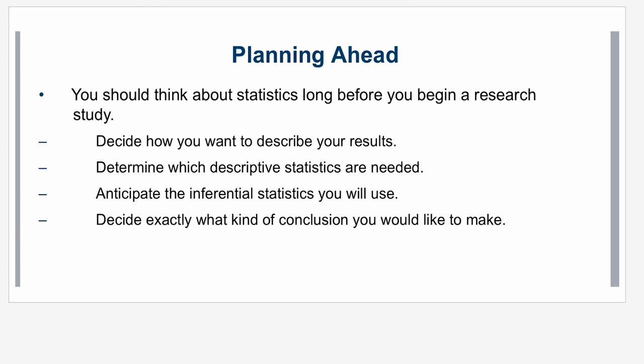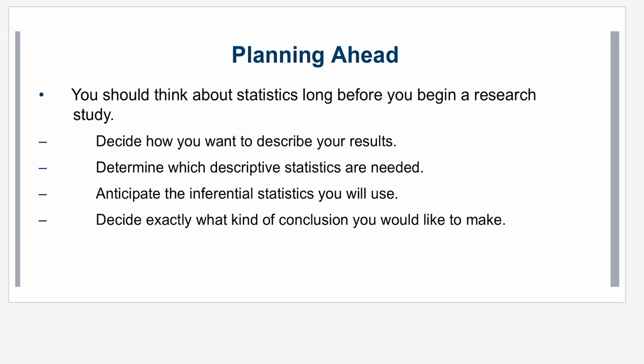And same with inferential statistics. We'll talk more about the different types of those later in this chapter, but there are certain types of numbers and certain types of data that you will need for certain types of statistics. And so if you're wanting to be able to come to a certain conclusion, you have to use a specific type of statistic to do that.